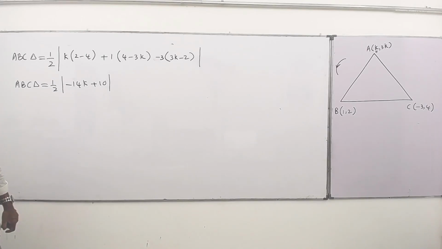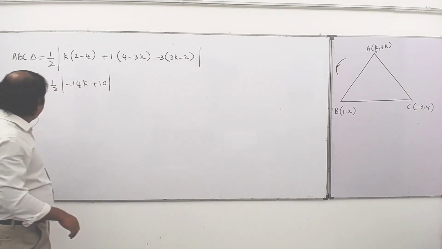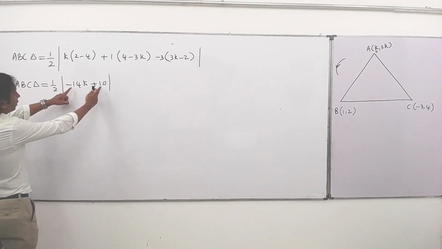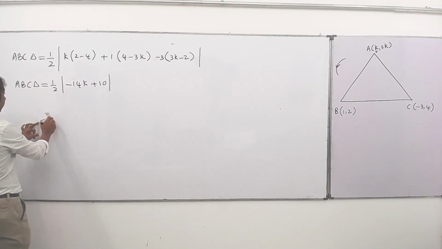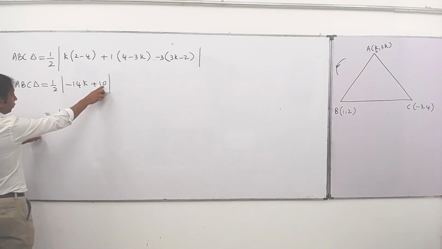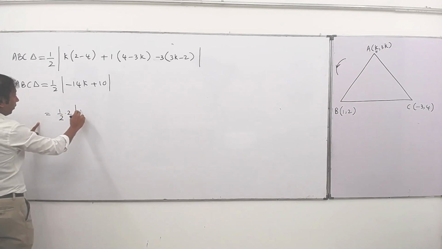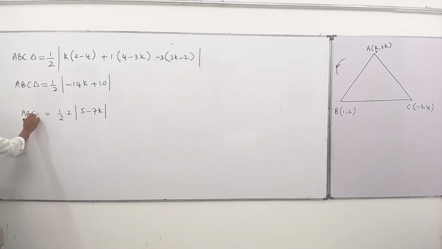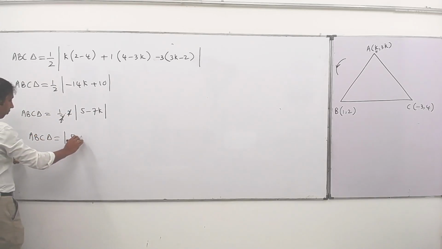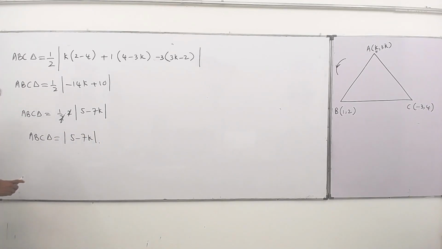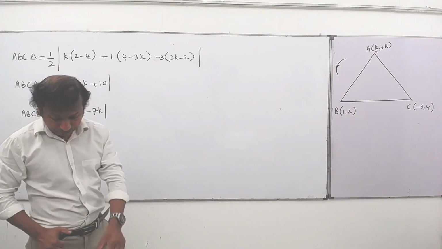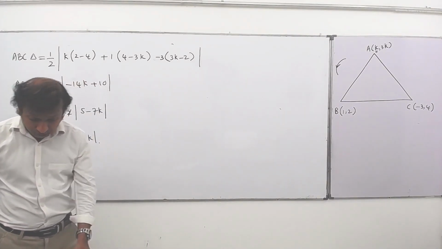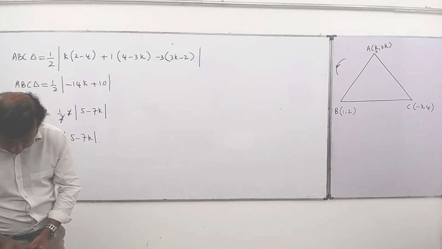Then, you can take 2 out from this modulus sign. Here, I can take 2 out. And this will be 5 minus 7k modulus. The area of ABC, this and this you can cancel down. The area of ABC comes as modulus of 5 minus 7k. So there we put the modulus because the area cannot be negative. For this purpose only, we write that modulus sign.